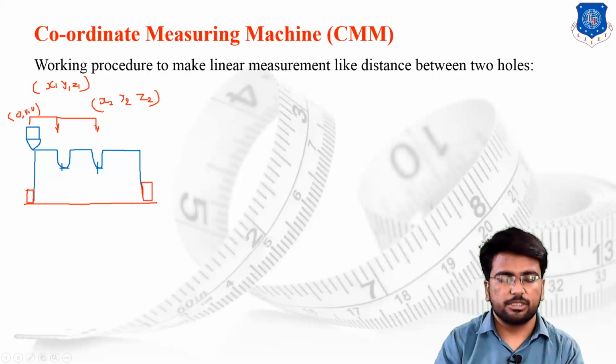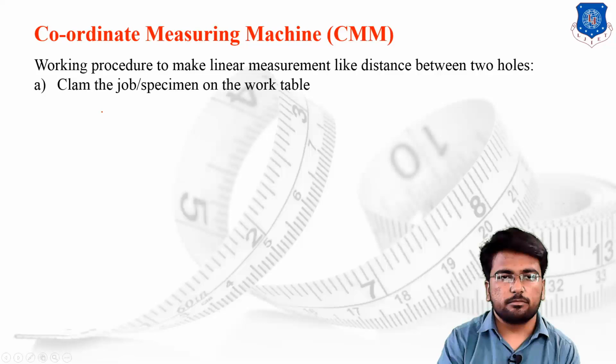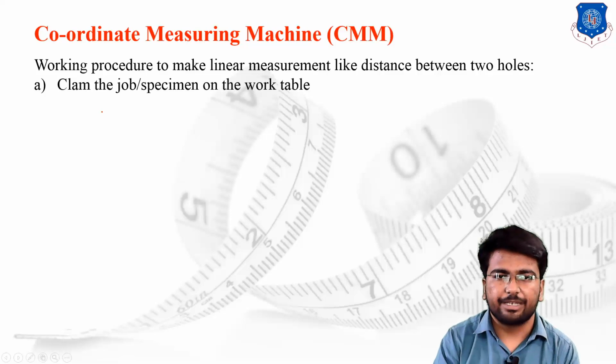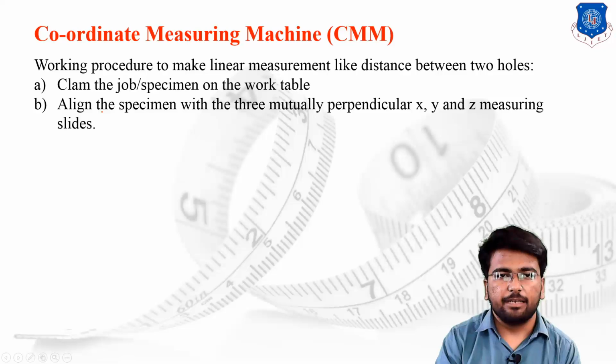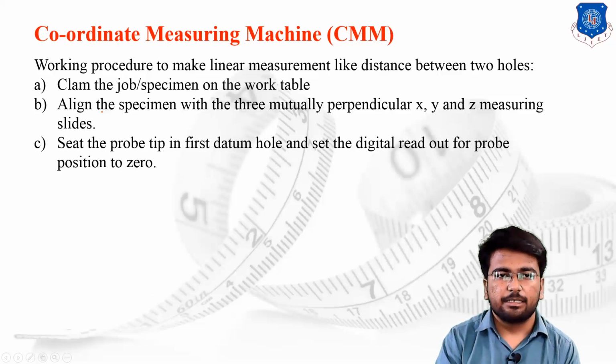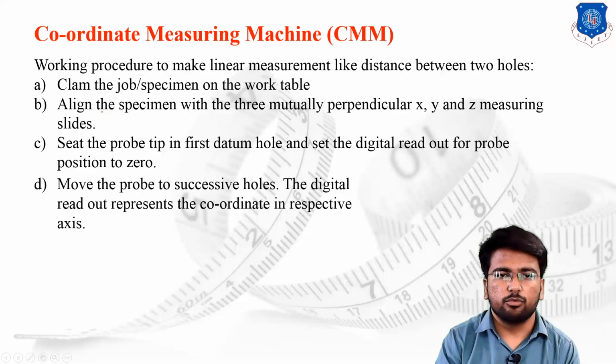This is the basic procedure for the measurement. First of all, clamp the job, or we can say clamp the workpiece, over the table. Then align the specimen with the three mutually perpendicular directions x, y, z on the measuring slides. Then set the probe tip in the first datum hole and set all the readouts for the probe position to 0. As I have told you, first of all locate the 0, 0, 0 position. Then move the probe to the successive holes. The digital readout represents the coordinates in the respective axis.